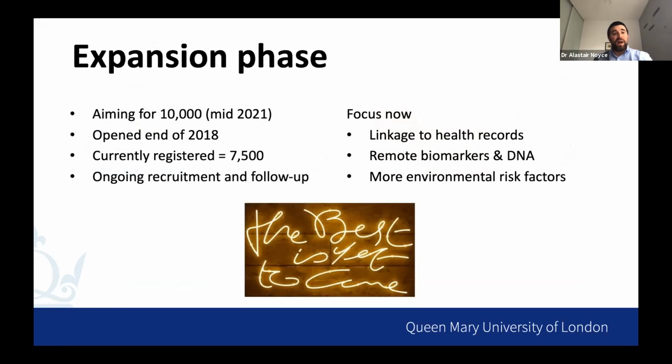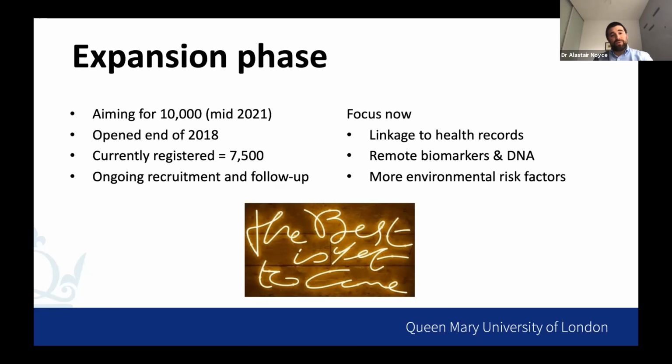We have been for the last 2 years expanding the PREDICT-PD study from about 1,000 people up to 10,000 people. We're currently at 7,500 people and we still need more. We've got a very robust plan for recruiting the remaining few thousand by the middle of 2021. But of course, we're doing this now in the context of coronavirus. So we've had to shift the way we do things a little bit.